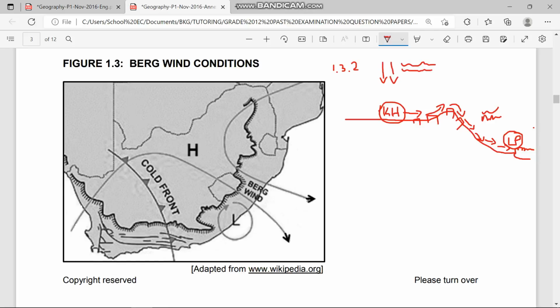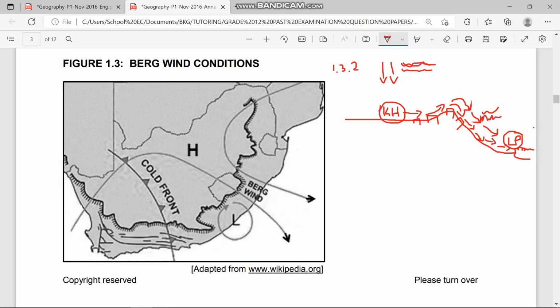So also write this is subsiding air. This air heats adiabatically with an increase of 1 degree Celsius per 100 meters, and it continues to heat again when it goes down, because there is a decreased altitude here. It also heats up until it reaches the coastal low pressure in the ocean.